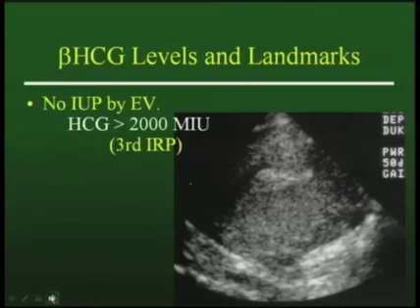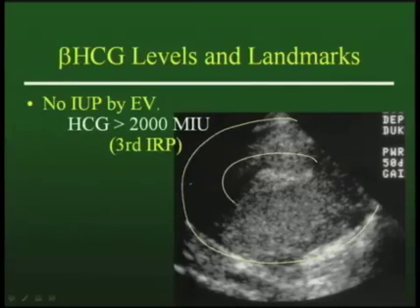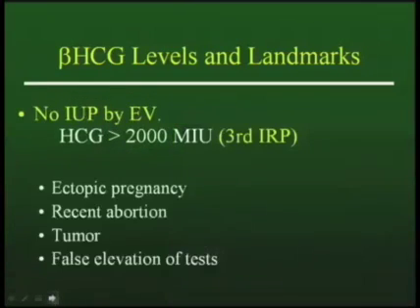But if you have no intrauterine pregnancy by endovaginal imaging, but the HCG level exceeds the threshold at which a gestational sac is seen, it should be seen. Here again is the uterus. There is the endometrial stripe. If there is no intrauterine pregnancy at that point, then ectopic pregnancy has to be the leading consideration. The other possibility would be recent abortion, maybe a tumor that elaborates HCG, or false elevation of tests. Remember that the HCG level, just like any test, can have a certain number of false positives and false negatives.